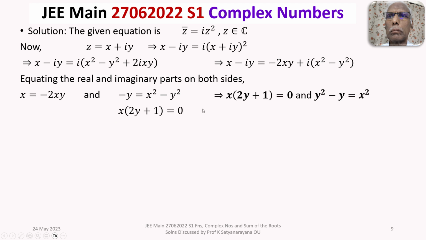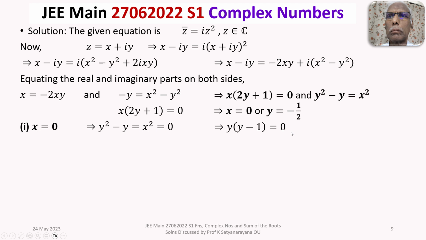First one is x into (2y plus 1) is equal to 0, which will imply either x is equal to 0 or y is equal to minus 1 by 2. We deal with two cases. First case, when x is 0, go to the second equation, y square minus y is equal to x square. When x is 0, y square minus y is 0, means y into (y minus 1) is equal to 0, means y is equal to 0 or y is equal to 1. So what are the solutions? x is 0, y is 0, that is z is equal to 0. x is 0, y is 1, then z is equal to x plus iy, which is i.